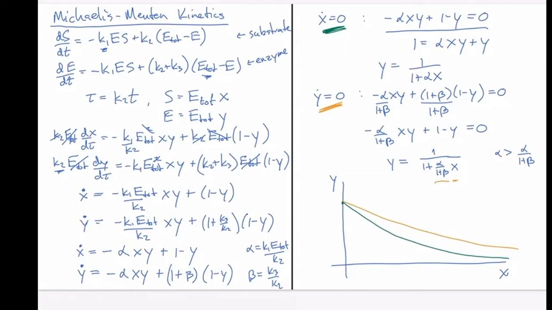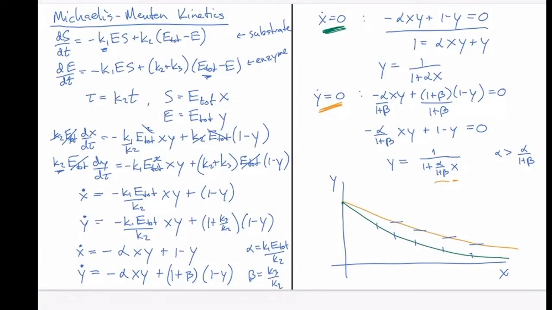So we know that we cross the green nullcline vertically because x dot is 0, so there's no change in the x value along the green line. And then we cross the orange curve horizontally because that's y dot equals 0. So now let's try and fill in some directions here. Let's see what happens along the x and y axes.